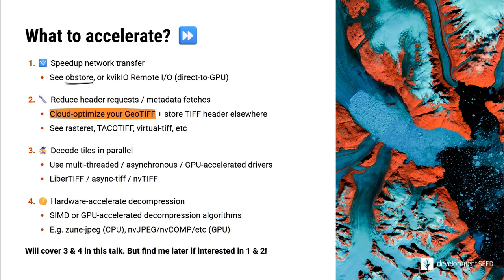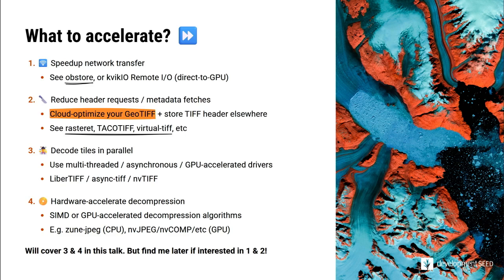Number 2, there are some tricks you can do. Obviously, try and cloud optimize your GeoTIFF. Have all the metadata in the header, and then you can fetch the first, I think, 32 kilobytes or something. There are also some libraries, like Rasteret, a Python library where you parse the TIFF header once, and then you store it in a Parquet or somewhere else.